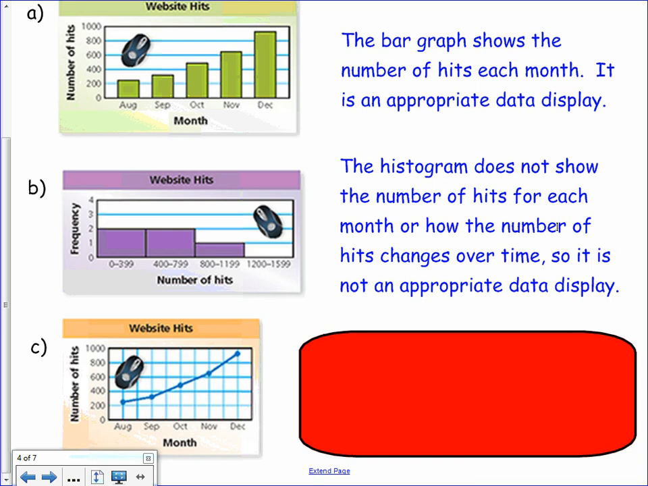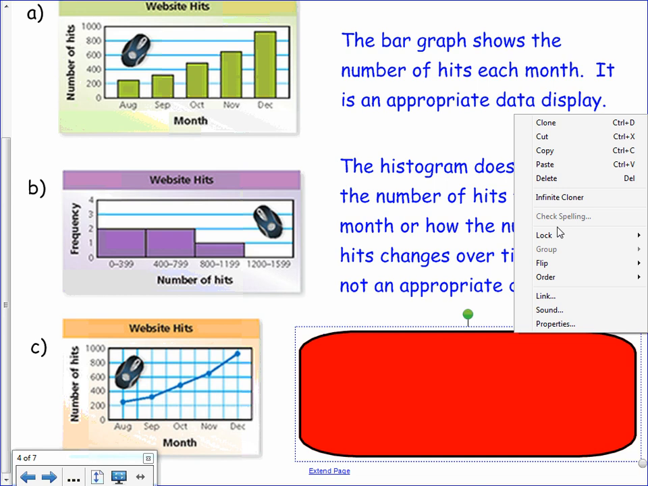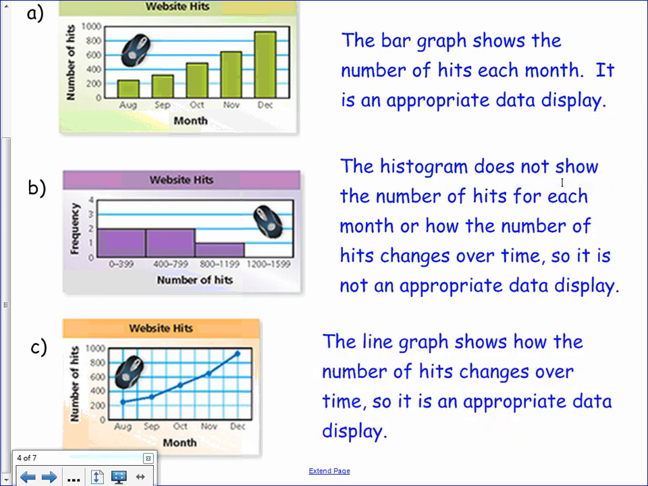And part C is a line graph, which the main definition of a line graph is a graph showing changes over time. And it does show us that, so this would be an appropriate data display.